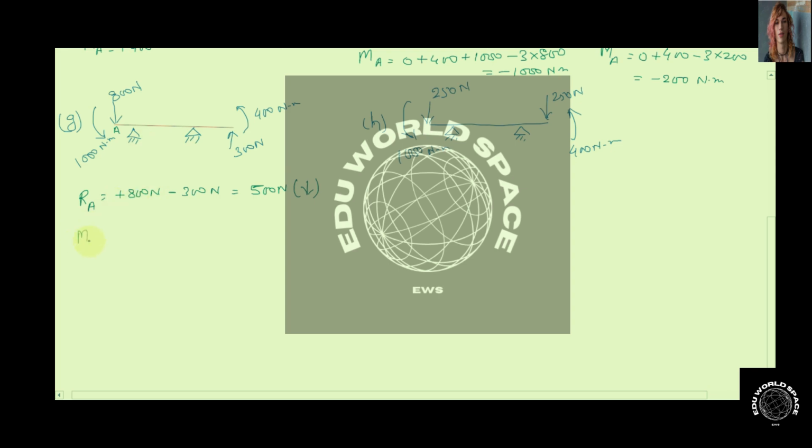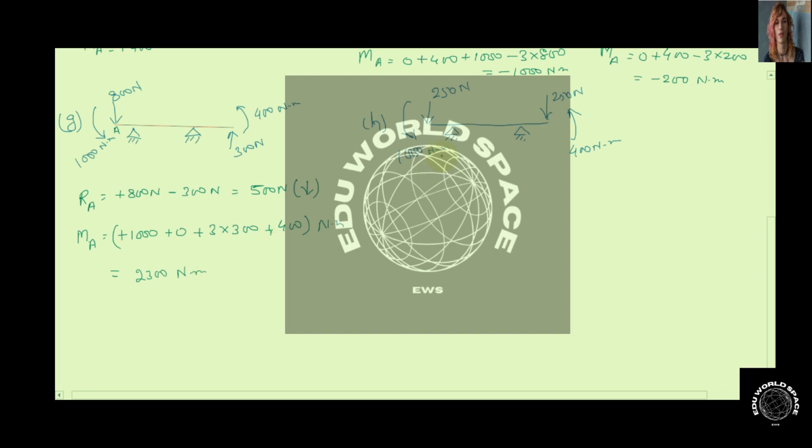Now talking about the moment about point A, this 1000 Newton meter is in counterclockwise direction, so plus 1000. This 800 Newton will have no effect since it is passing through the point A. This 300 Newton is going to cause a counterclockwise couple, so plus 3 multiplied by 300, and this 400 is also in counterclockwise direction, so it will be plus 400. So all of these units are going to be in Newton meter. If you solve this, this will be 900, this is 400, so 1300 plus 1000, this gives 2300 Newton meter.